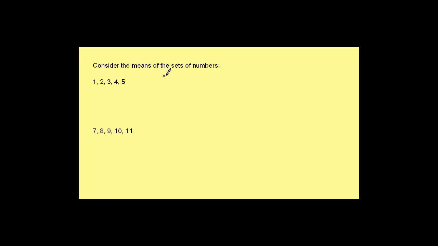Consider the means of the sets of numbers shown below. We have 1 to 5 here, and 7 to 11 here. Clearly the mean for the first set is 3, and the mean for the second set is 9. If we look at the two sets of numbers, the second set is produced by adding 6 to each number in the first set. The means also differ by 6 in the same way.